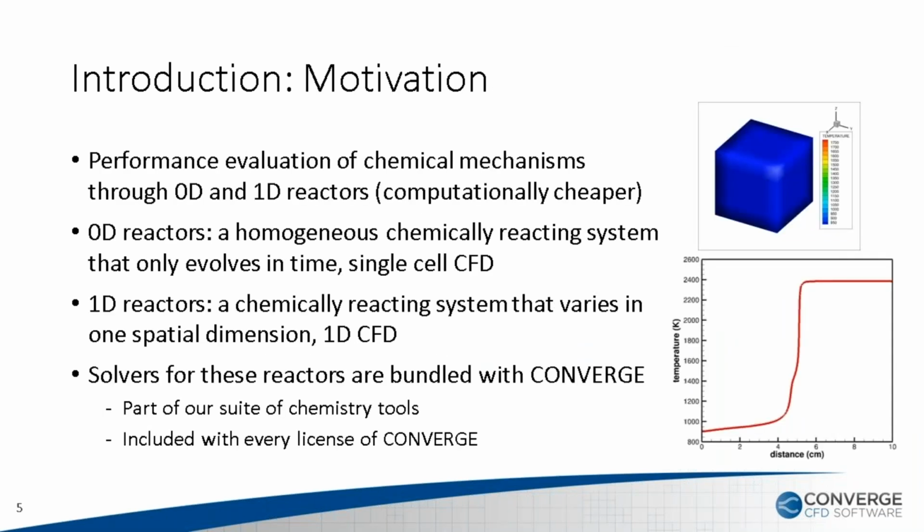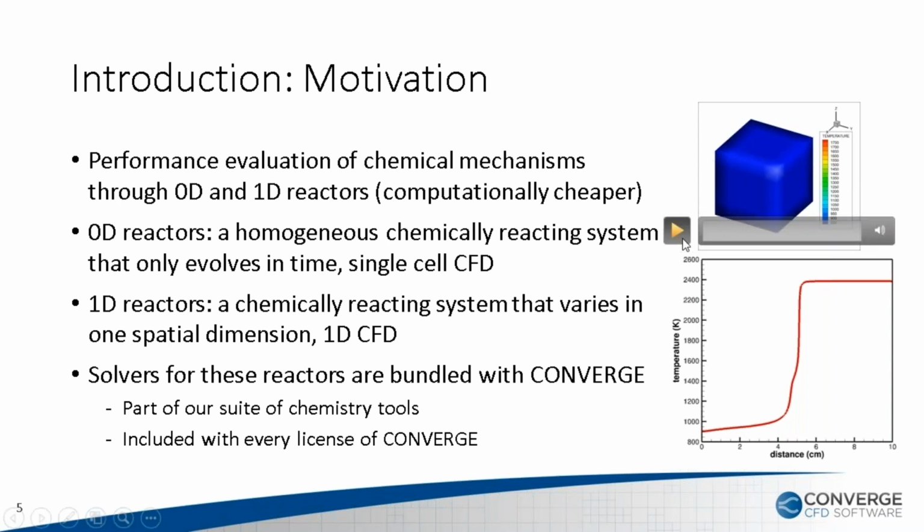Okay, next slide. How do we evaluate the performance of a chemistry mechanism? The usual way is to run simulations of the chemistry mechanism in 0D and 1D reactors. The reason is that these reactors are computationally cheaper than running a 3D simulation. A 0D reactor typically means a homogeneous chemically reacting system that only evolves in time. You can think of it as a single-cell combustion CFD.